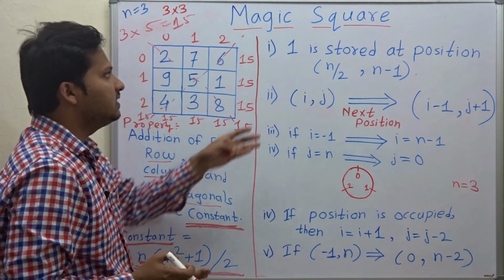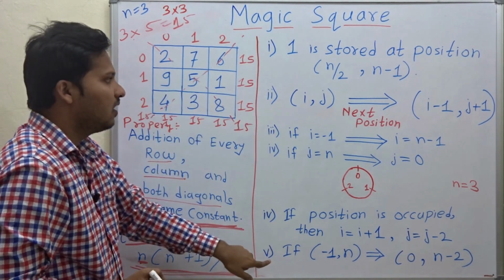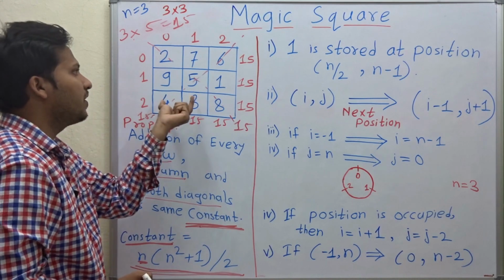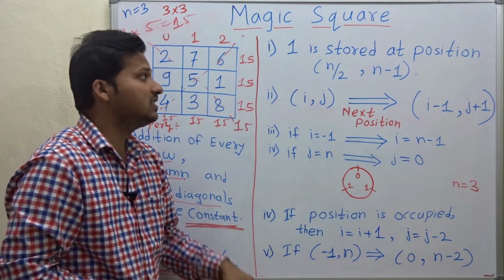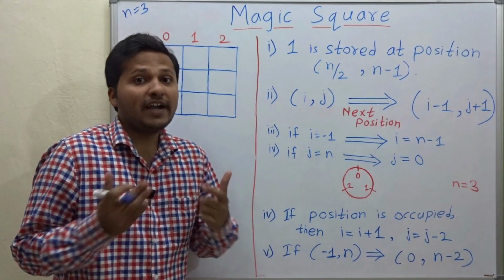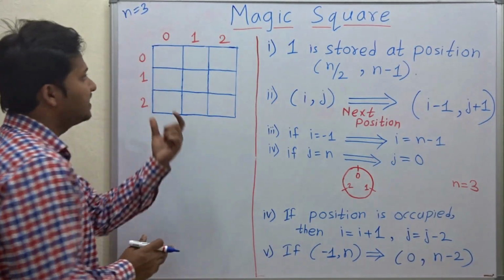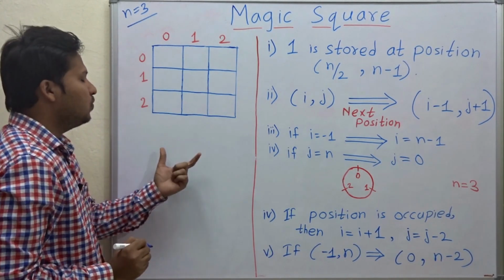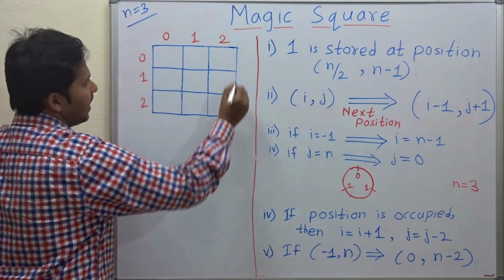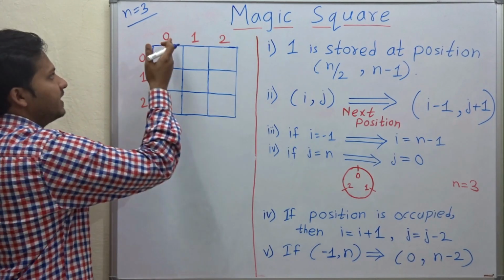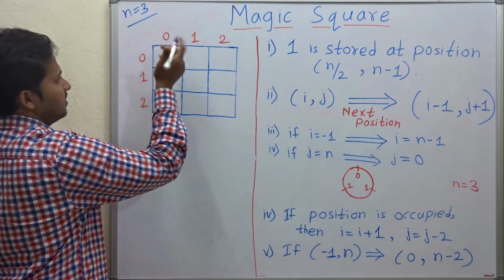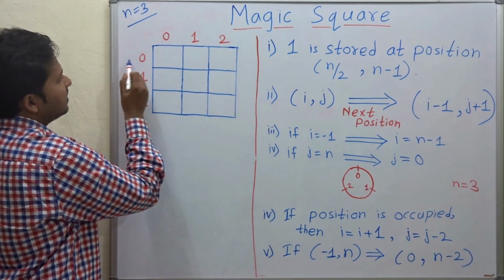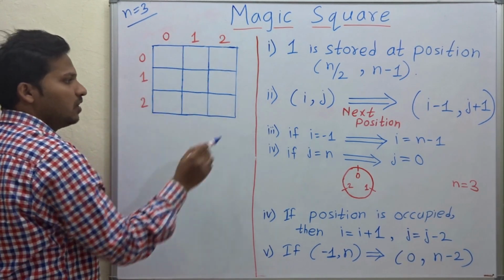So for creating this, these are the rules, and if we follow these rules, we can create a magic square of any dimension. So let's see how to do this. So at first we are going to create the magic square for n equal to 3. Okay. So we are ready with a 3 by 3 matrix and the index of the matrix is here. 0, 1, 2 is the index for the columns and 0, 1, 2 for the rows.